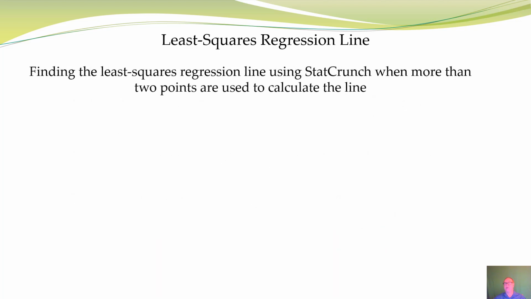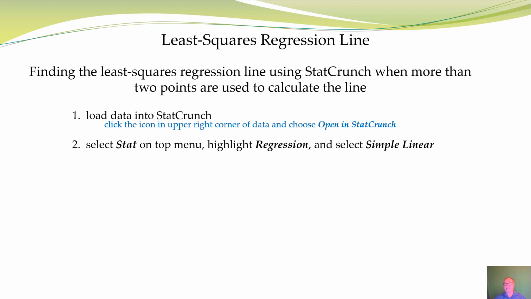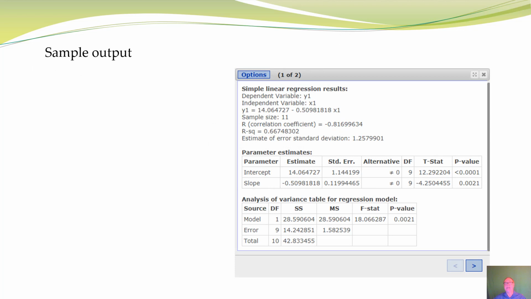Now, find the least squares regression line using StatCrunch when more than 2 points are used to calculate the line. Load the data into StatCrunch. Select Stat in the top menu, highlight regression, select simple linear. Under the x variable, choose the column with the explanatory variable. Under the y variable, choose the column with the response variable. Click compute. This will be your output. Now, your linear regression line will be right here.